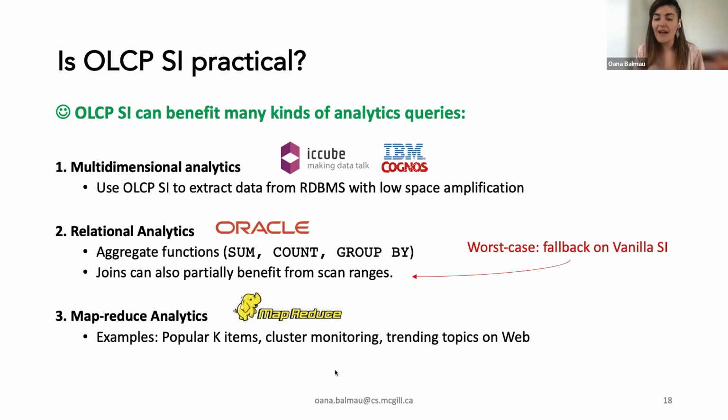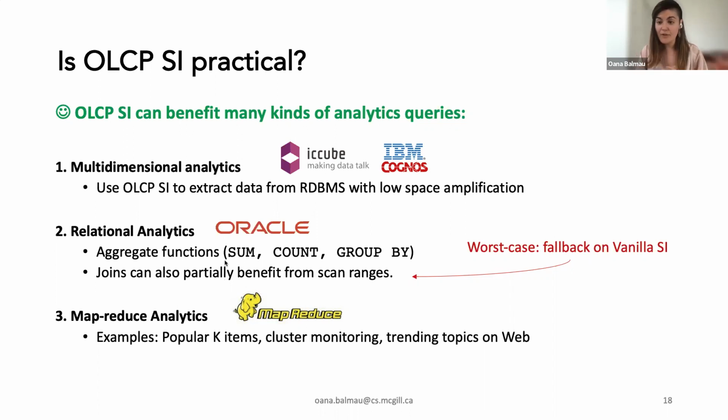However, we can also apply it to other more classic styles of analytics. So in relational analytics, for aggregate functions where the order doesn't matter and we only need to look at each item once, such as simple counts, sums, group bys, etc., this model works very well with no space amplification. Even joins, where we would sometimes need the ordering depending on how the join is implemented. So if we have, for example, a hash join, then we wouldn't need the ordering. That falls a bit better in this OLCP model.